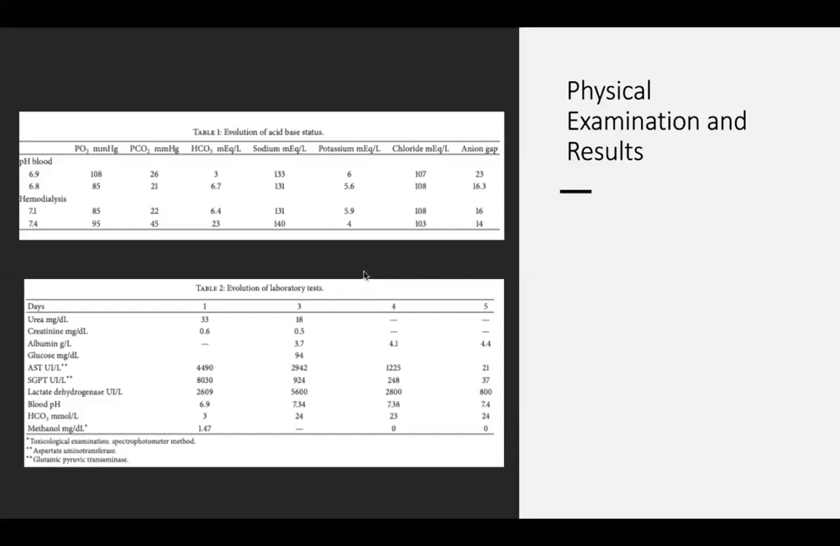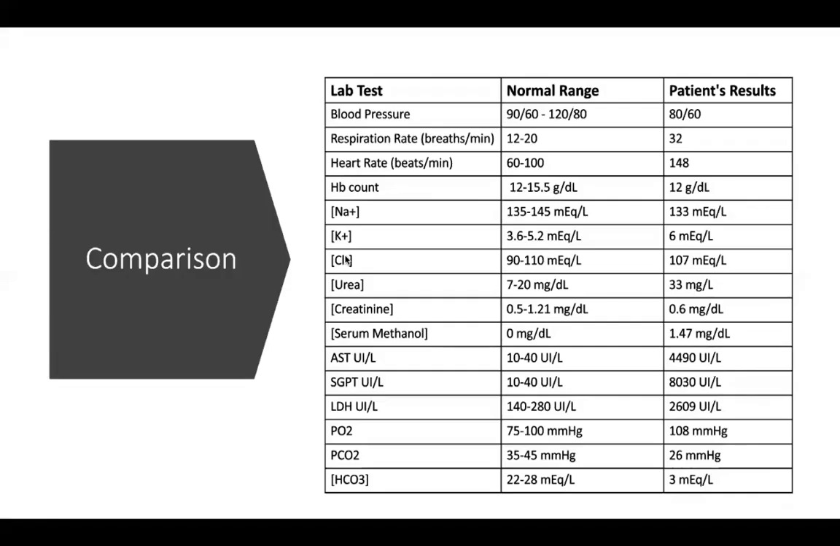In addition to acidosis, the patient also presented with an oxygen partial pressure of 108 millimeters mercury, a CO2 partial pressure of 26 millimeters mercury, and a bicarbonate concentration of 3 mEq per liter. This slide compares the patient's laboratory results with normal laboratory results. After looking at this table for a little bit, what results do you see that are abnormal?